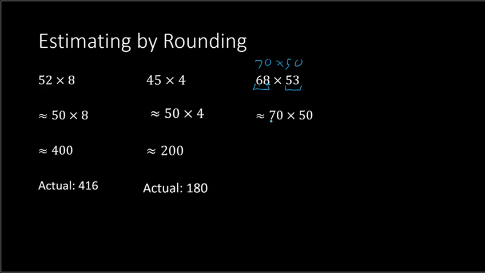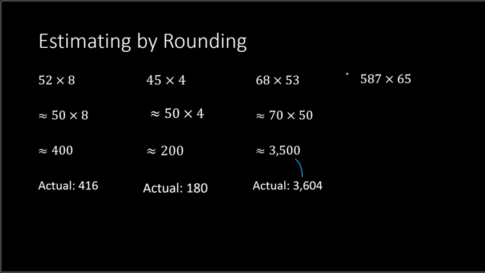So this we can do in our heads because 7 times 5 is 35. And then we have 2 zeros to put after. So your estimated answer is 3,500. And the actual answer, we've not learned how to multiply two-digit numbers together yet, but you could use a calculator and you would get 3,604. So again, notice that is pretty close to the actual answer. Let's try one more with rounding.